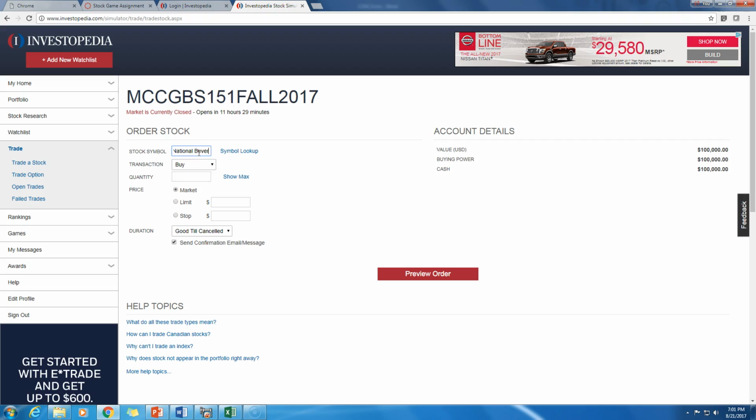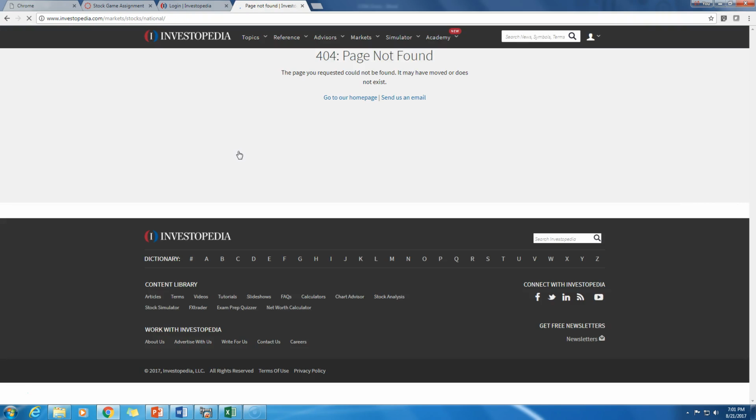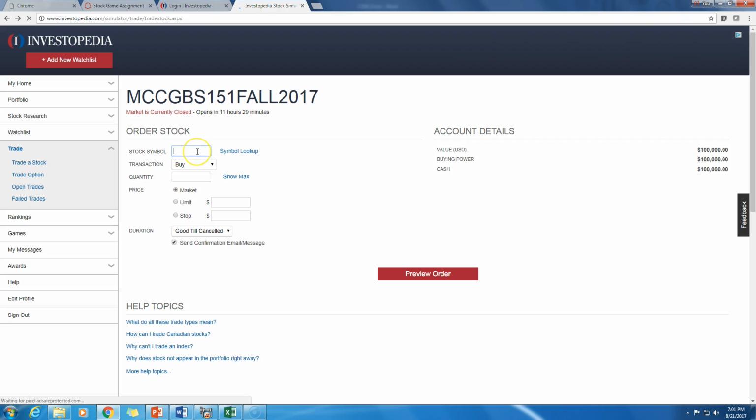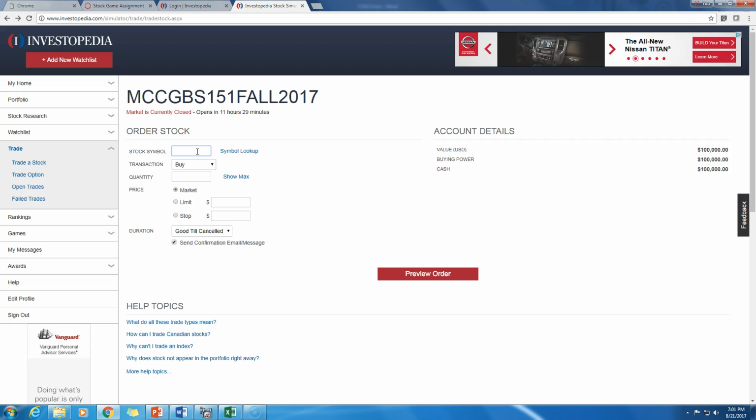For example, there is a company called National Beverage, which they're not able to find because I think they've been purchased by someone else. But again, this is why you want to do your research before you come to Investopedia, so that you have the ticker symbols already in hand. But let's just buy a company that we know.